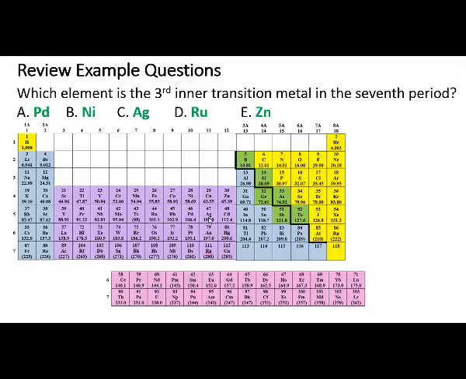Now, if I ask you which element is the 3rd inner transition metal in the 7th period. Now, realize I'm saying we're in the 7th period. We're looking at an inner transition metal. Okay, so the 7th period, we would go to the actinides. And if it's the 3rd inner transition metal in the actinides, we'd be looking at uranium, right? Atomic number 92 here. This would be my 3rd inner transition metal in that 7th period that I should know.